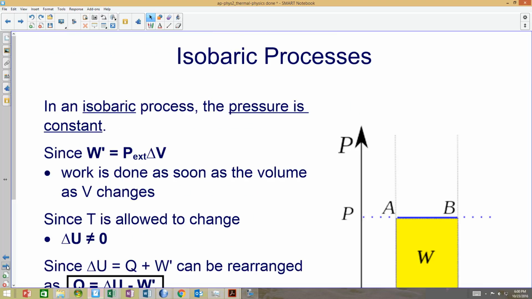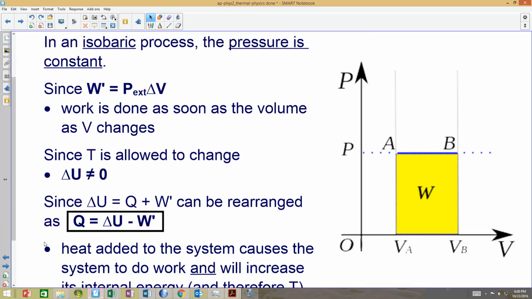In an isobaric process, the pressure is constant. Since the work done is done by the external pressure times the change in volume, work is done as soon as the volume changes. Since T is allowed to change, delta U is no longer equal to 0.